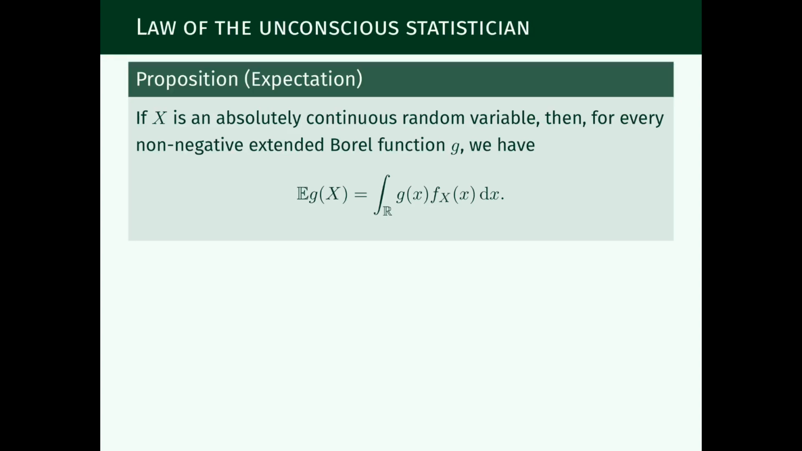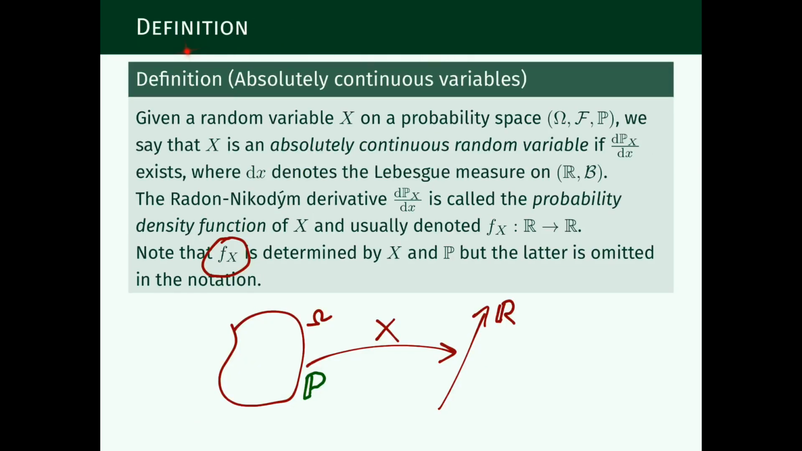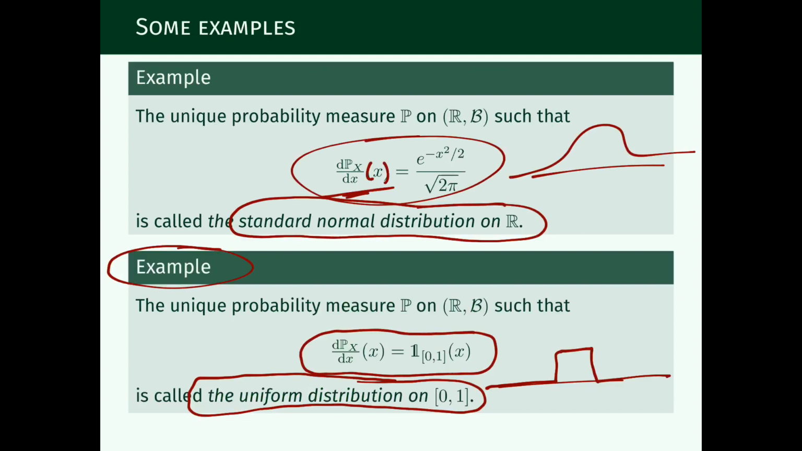In the first part of this video lecture, we have discussed what it means for a random variable to be absolutely continuous. That's exactly when its distribution has a Radon-Nikodym derivative with respect to the Lebesgue measure. Then we have seen two of the main examples of random variables that have a density. One is the normal, and the other is the uniform on 0, 1.